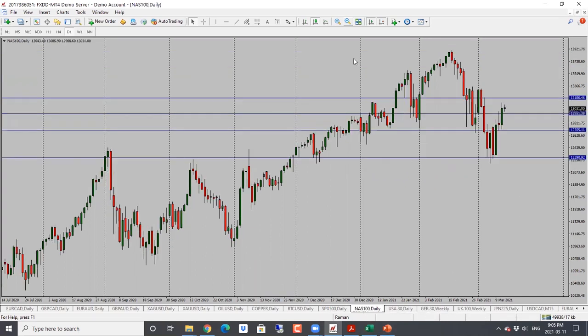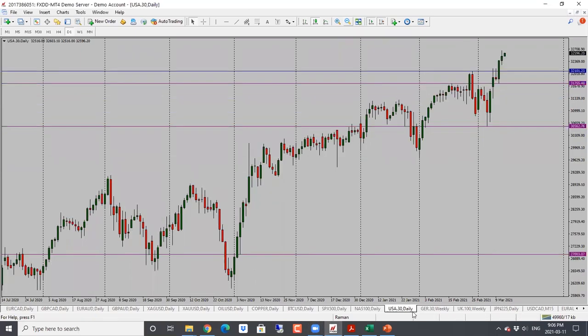Nasdaq here, this one is looking bullish. Nice bullish move. Price went through the resistance level. So now I'm looking for a retest of that. And if it holds, a further move to the upside, 13,185 and then 13,350. So bias here is bullish for Nasdaq.